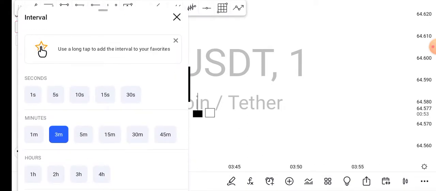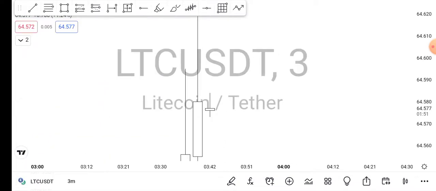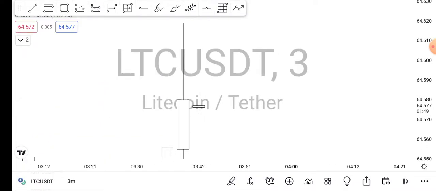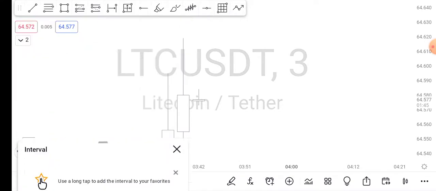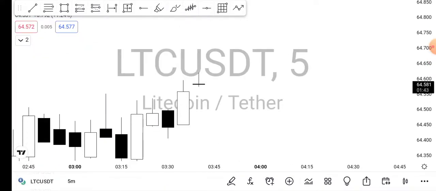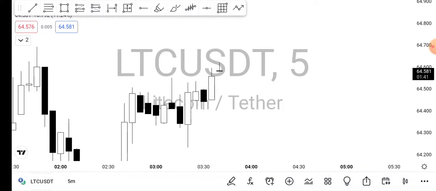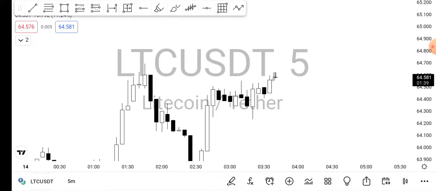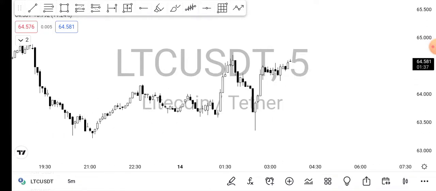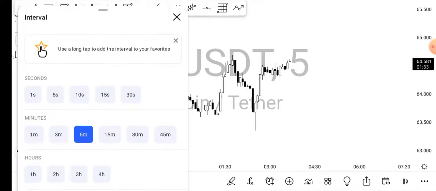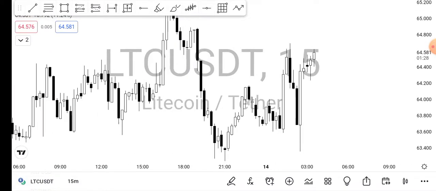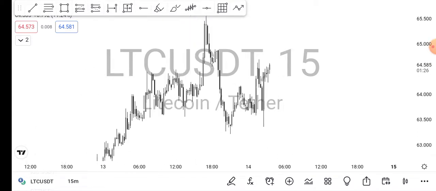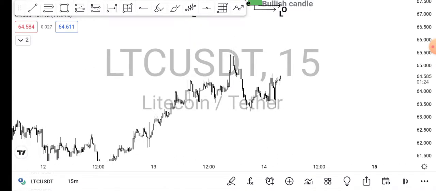So what if I go to the 3 minute time frame? It simply means that for every 3 minutes, a new candle will be formed. What if I go to the 5 minute time frame? For every 5 minutes, a new candlestick will be formed, meaning all these candlesticks on my chart are formed in 5 minutes. Now what if I go to the 15 minutes? For every 15 minutes, a new candle will be formed, meaning all the candles you can see here are formed in 15 minutes.